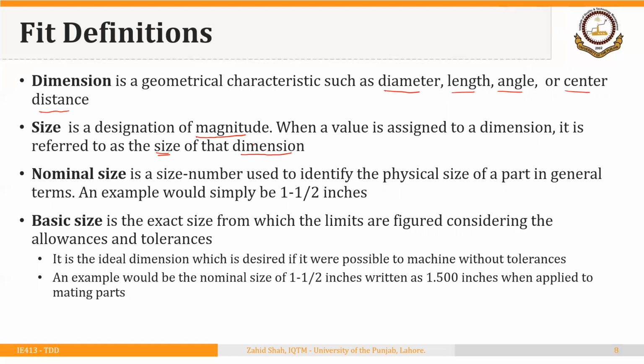Nominal size is a size number used to identify the physical size of a part in general terms. An example would simply be 1.5 inches or 2 inches or 3 feet. Basic size is the exact size from which the limits are figured considering the allowances and tolerances. So it is the ideal dimension, which is desired if it were possible to machine without tolerances. So this is the size that we target. An example would be the nominal size of 1.5 inches written as 1.500 inches when applied to mating parts.